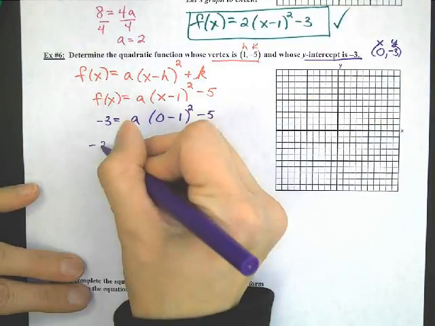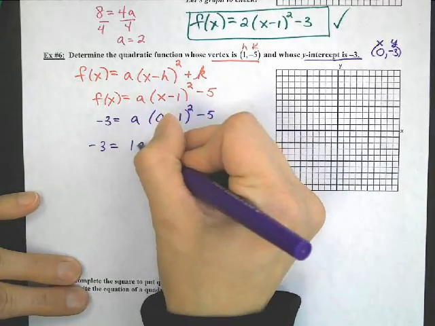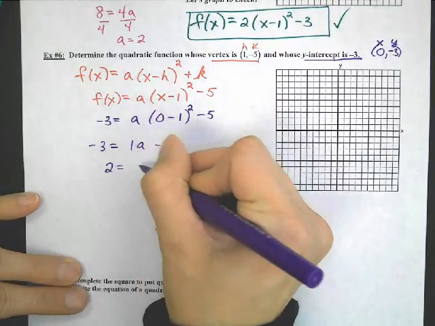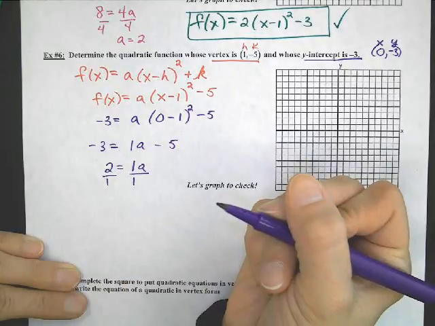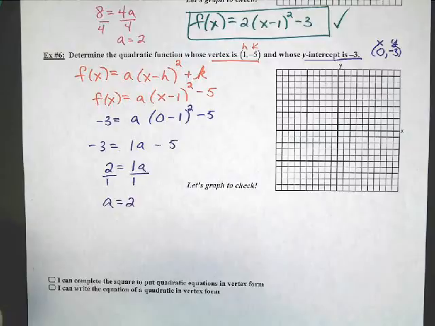Okay, order of operations. Let's square this first. Negative 1 squared is a positive 1. Let's add 5 to both sides. 2 equals 1a. Divide both sides by 1. Oh, that's silliness. So a equals 2.